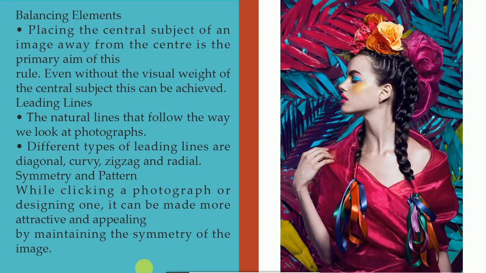Balancing elements. Placing the central subject of an image away from the center is the primary aim of this rule. Even without the visual weight of the central subject, this can be achieved. Leading lines, the natural lines that follow the way we look at photographs. Different types of leading lines are diagonal, curvy, zigzag or radial.